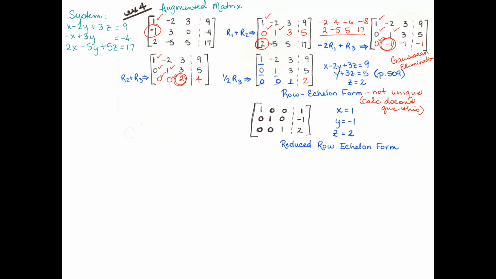Look at the second row. 0x plus 1y plus 3z is equal to 5. So y plus 3z equals 5. And then the first row up there, 1x minus 2y plus 3z is equal to 9. So to solve, all I'd have to do is put 2 in for z. So y plus 6 equals 5 would give me y is negative 1. And then if I put negative 1 in for y and I put 2 in for z, I'll get x is equal to positive 1.